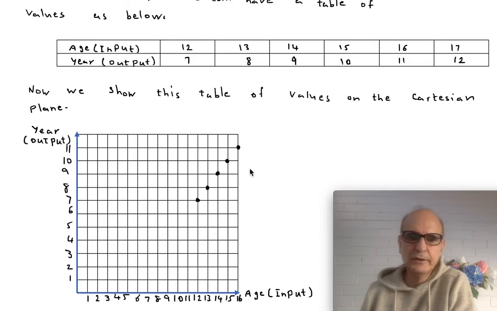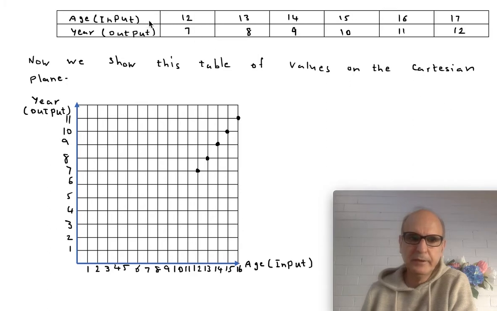We want to show this information, this table of values, on a Cartesian plane. On my Cartesian plane, output always goes on the vertical axis, which used to be the y-axis, and the input is on the horizontal axis, or the x-axis. So that is always the input, that is always the output. That's very important to pay attention to.